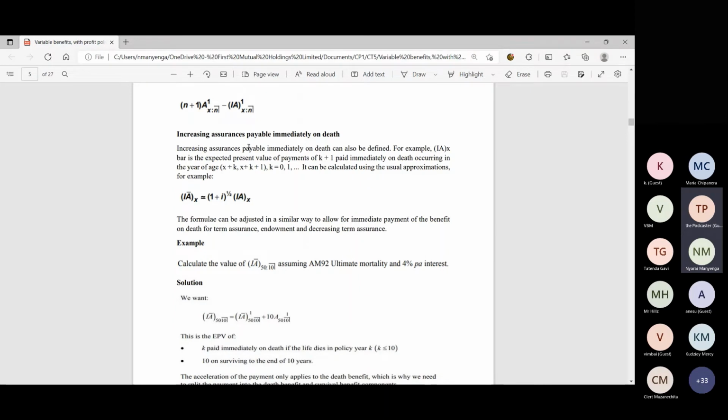In terms of increasing assurance payable immediately on death, this is similar to what we did in our lecture last week, where the whole life assurance function payable immediately on death can be approximated by 1 plus i to the power half times the whole life assurance function payable at the end of the year of death, because we are bringing it forward. The formulae can be adjusted in a similar way to allow for immediate payment of the benefit on death for the term assurance, endowment, and decreasing term assurance.